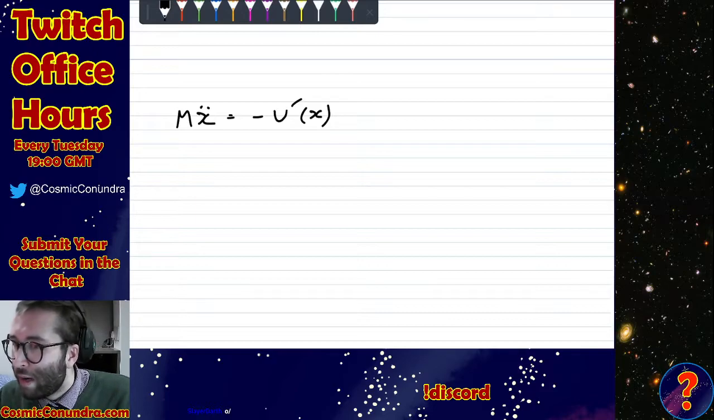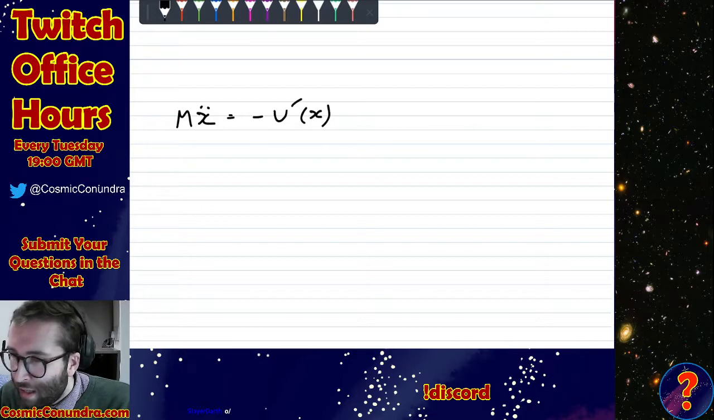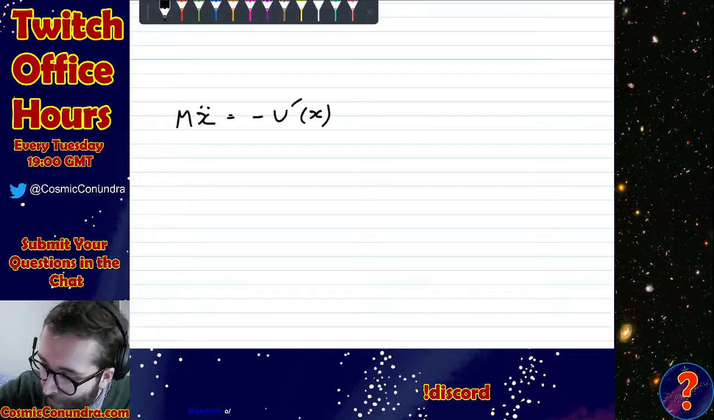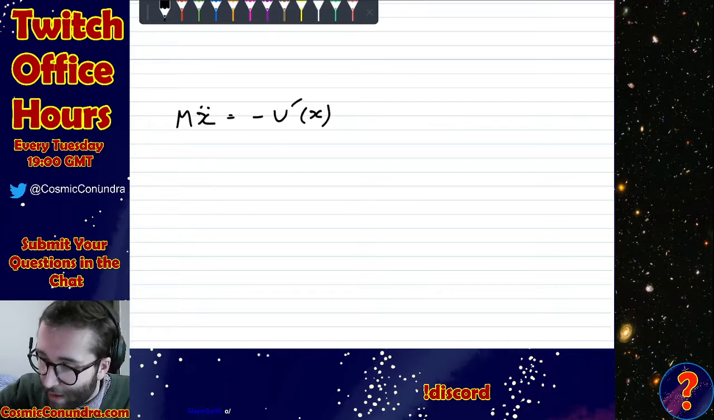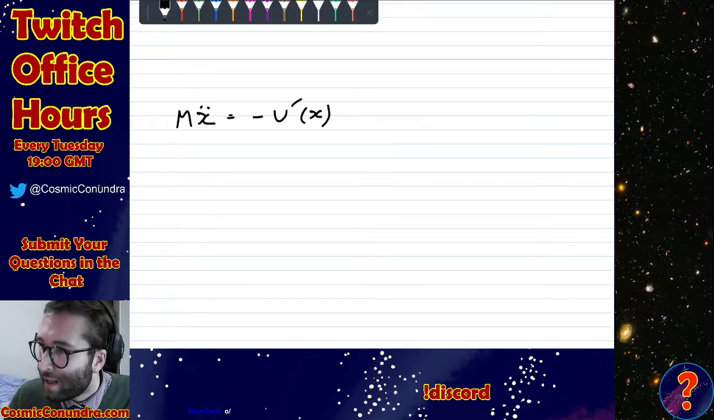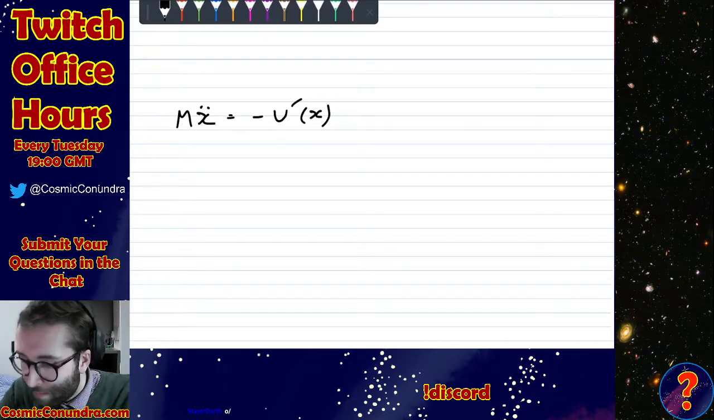I'm going to use dashes here to mean a derivative with respect to x, and dots to mean a derivative with respect to time. So this is Newton's second law, and we can use this to try and prove Hamilton's principle. This is where it comes from. You can think of it as coming from Newton's second law.